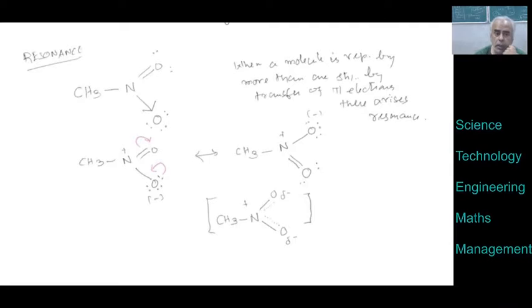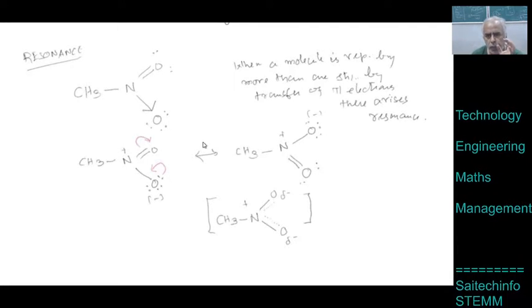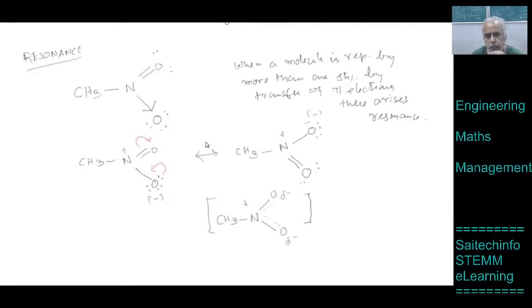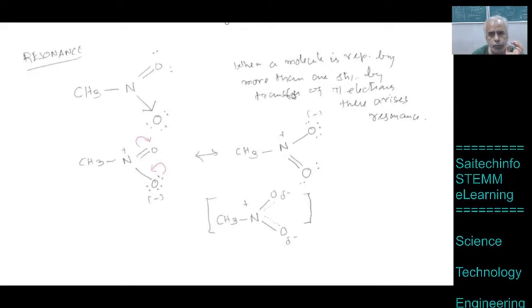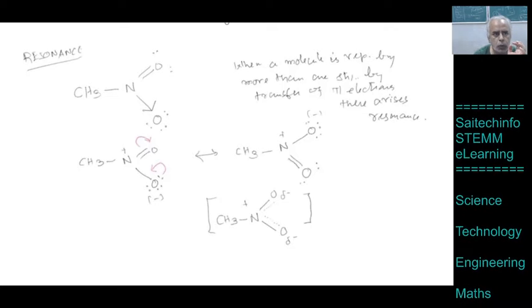Now let us move to the next effect, which is known as resonance. Resonance is when a molecule can be represented by more than one structure by the transfer of pi electrons. That is very important.